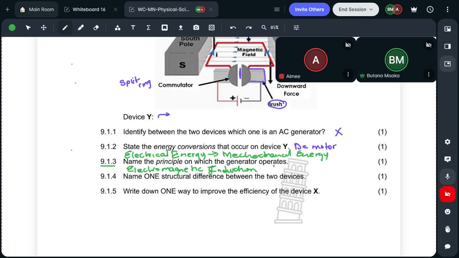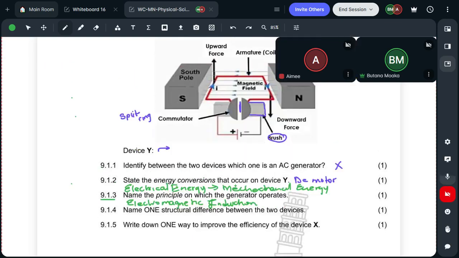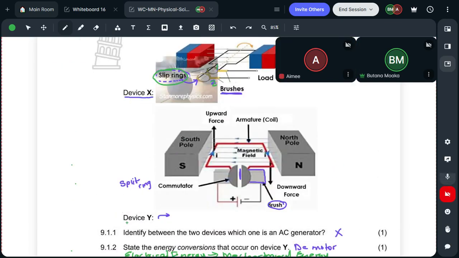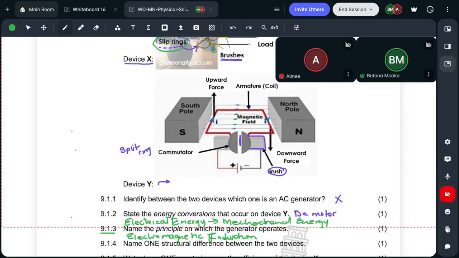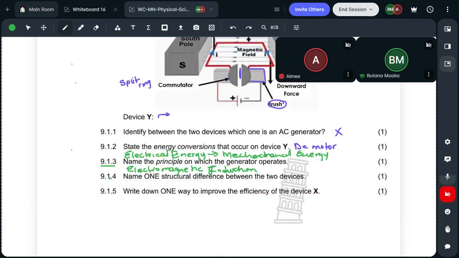Name one structural difference between the two devices. You just have to tell them that X has slip rings and Y has split rings, then you are done. Or you can tell them about the load or the power source. But for now, I want you to focus on this easy one, slip rings and split ring. So for X, we have slip rings, and for Y, we have a split ring commutator.